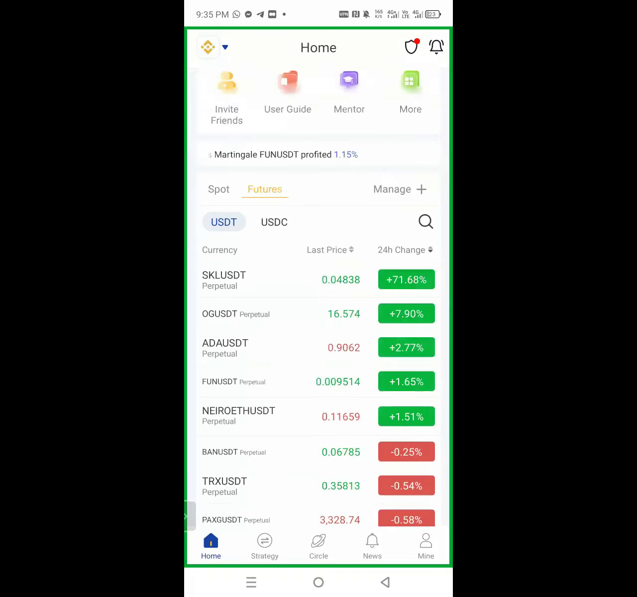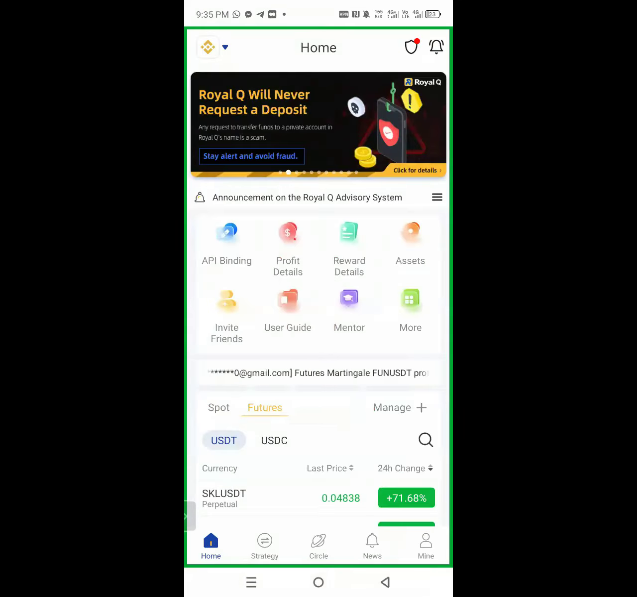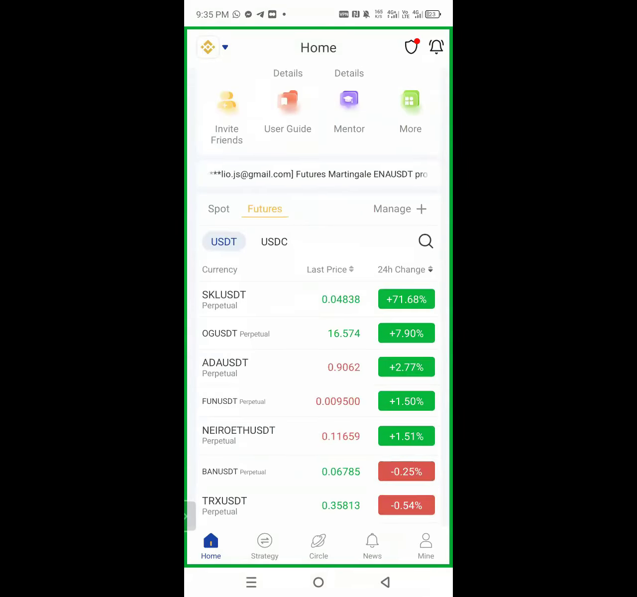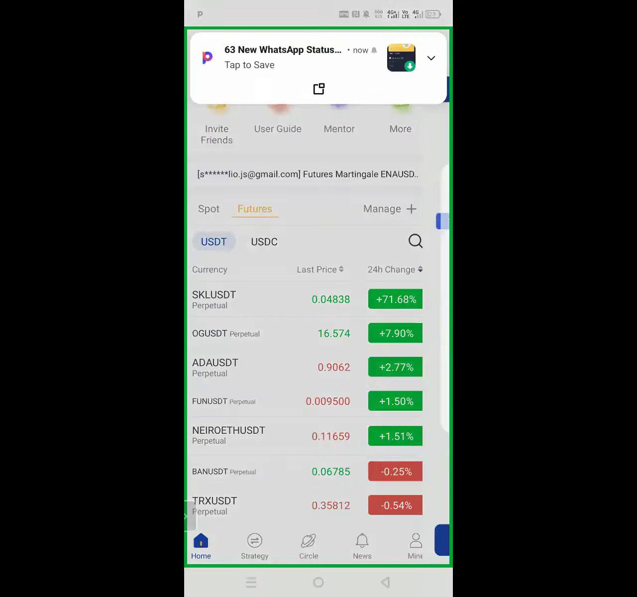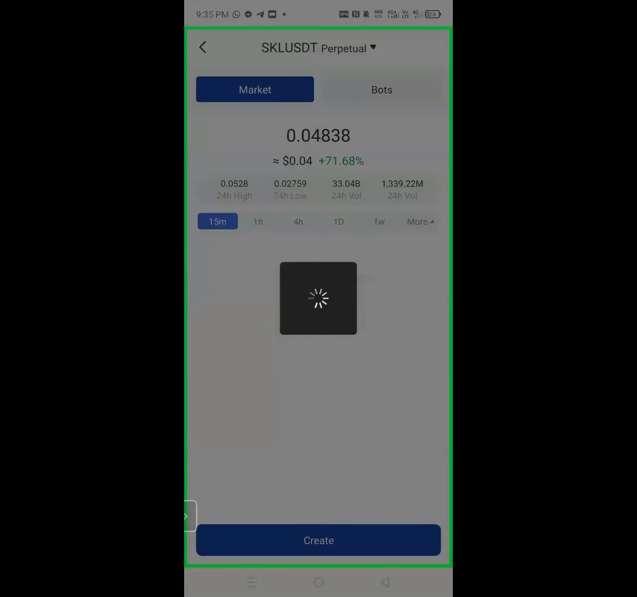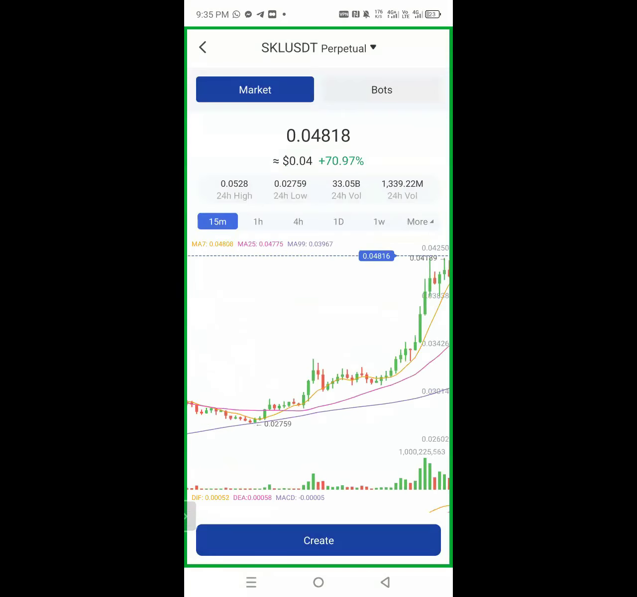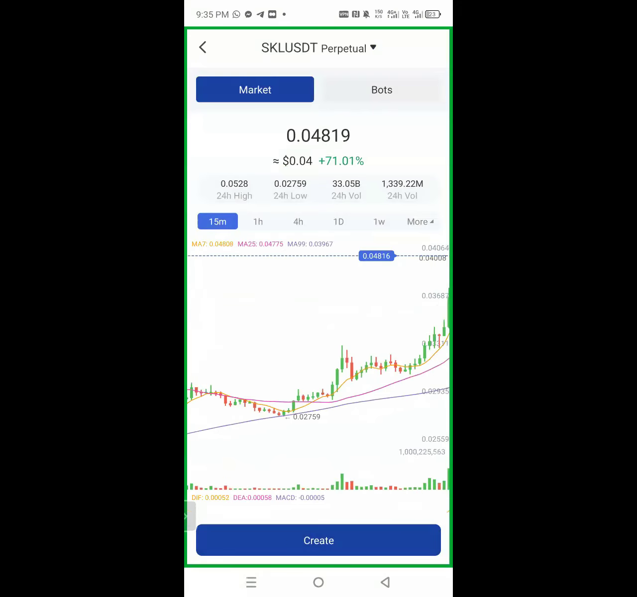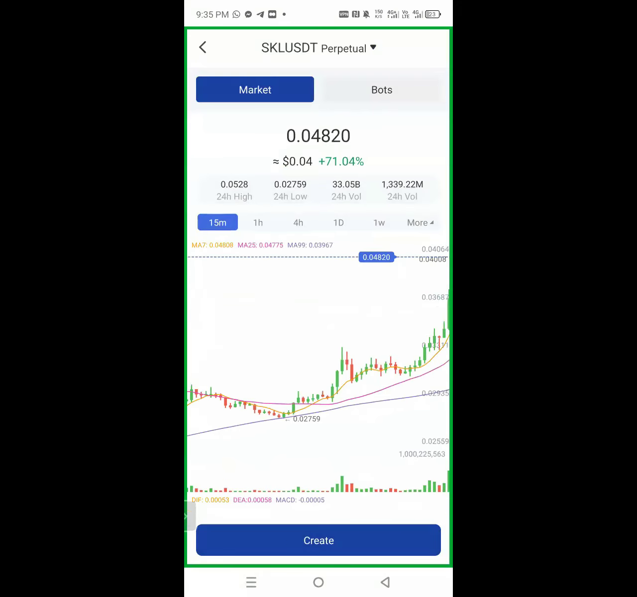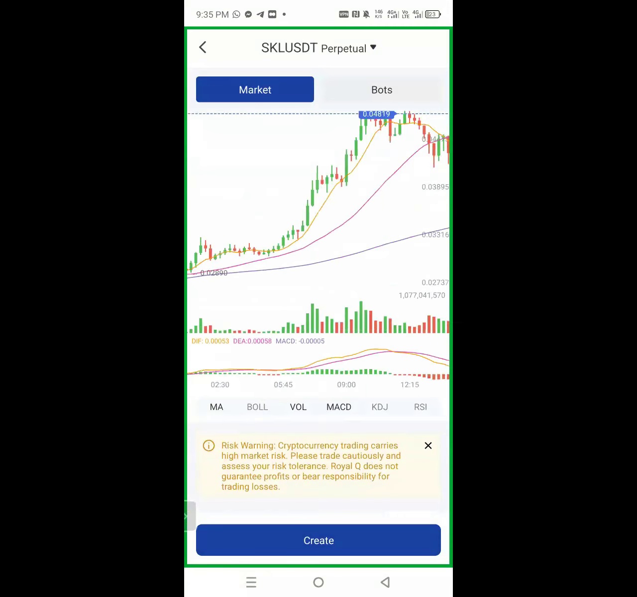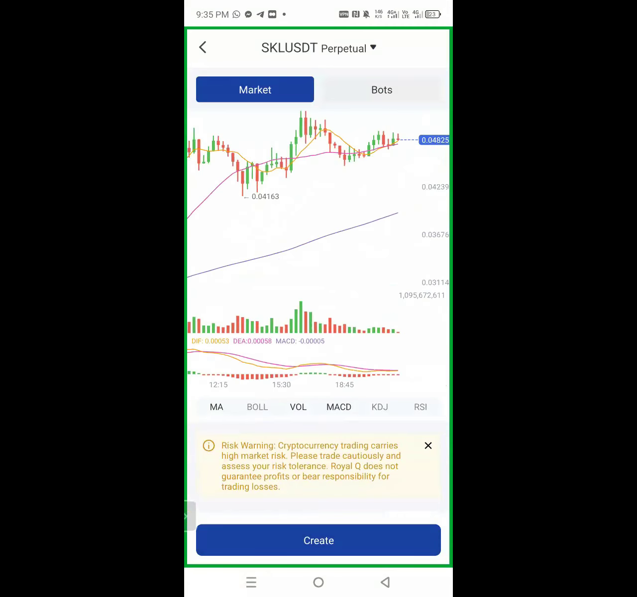Let me show you moving trains. Okay, look at moving trains here. You see this coin that has done 71%. Someone will now drop the signal for it, and you will now rush and enter. Especially when sometimes coins will just be going up, they are moving trains. You don't go near them as a new beginner.